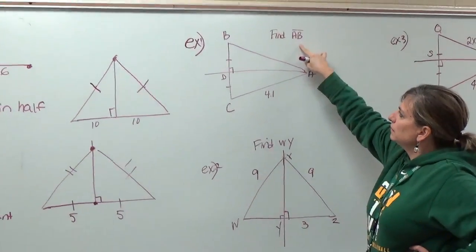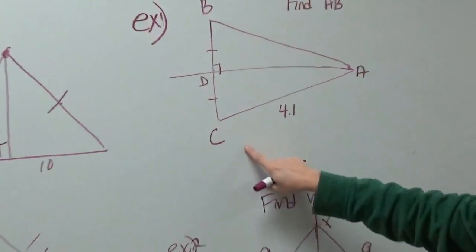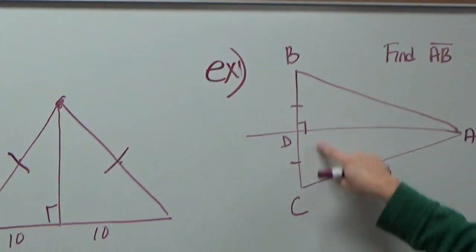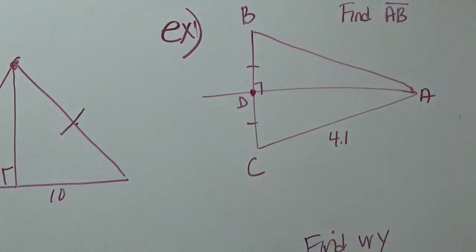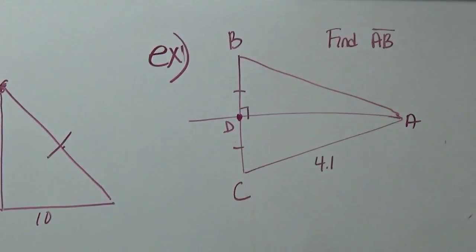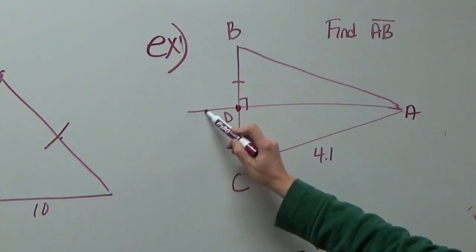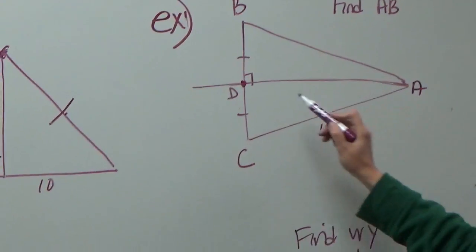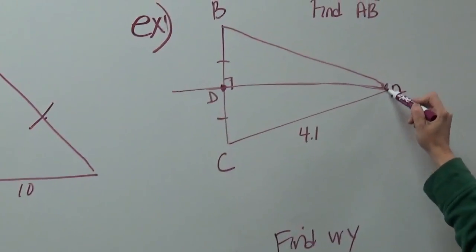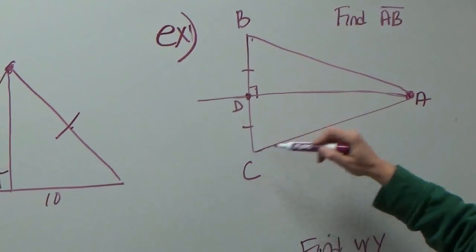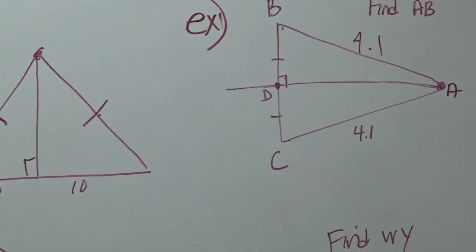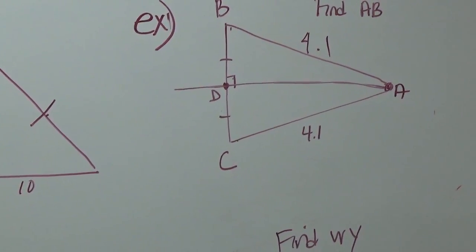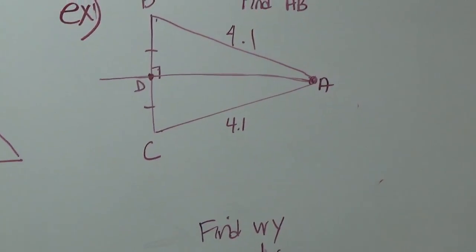Find AB. Okay, well, AC is 4.1. These 2 are equal, which means this is a bisector right here. And it also tells me that it's 90 degrees. So if this line is a bisector, and it's telling me it's 90 degrees, then I know that this point is equidistant from those 2 points. Therefore, AB is 4.1.